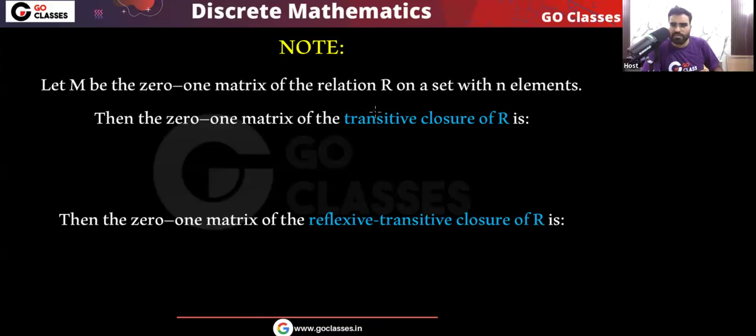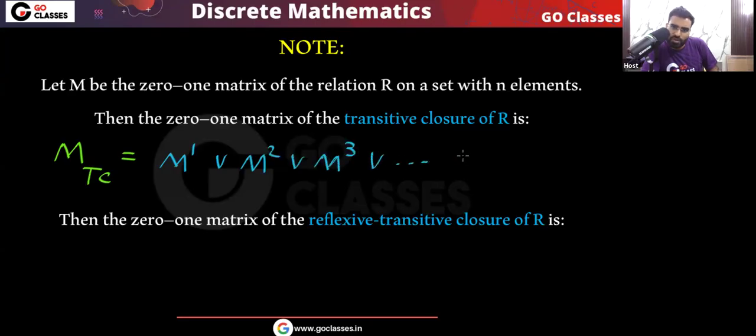In the previous lecture, we have already seen what will be the matrix representation of the transitive closure of R. Do you remember that? Matrix representation of relation R is given to you. Then what will be the matrix representation of the transitive closure of relation R? That will be equal to M power 1 or M power 2 or M power 3 or and so on.